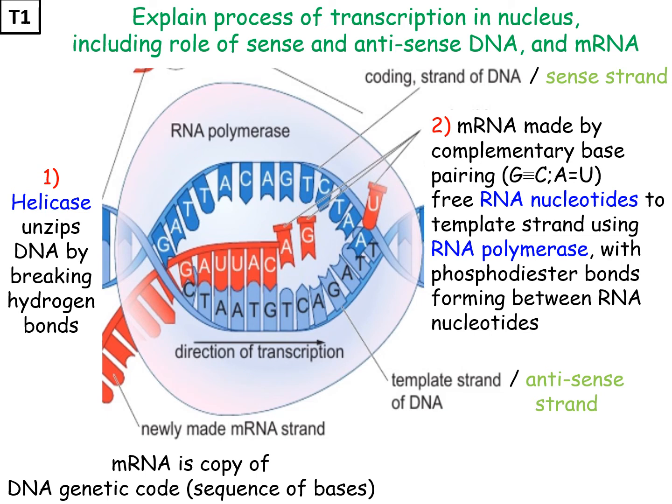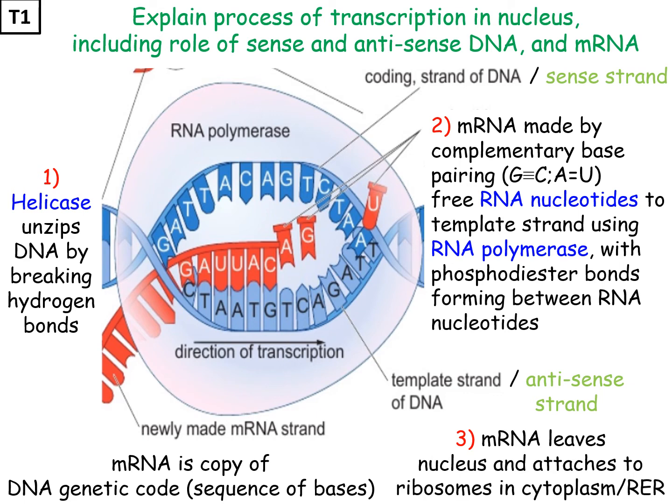And then you join the adjacent RNA nucleotides to each other via phosphodiester bonds. Again, this is done by RNA polymerase. Once that mRNA is made, as we said, it has the genetic code, which has the same instructions as the DNA, with the differences between the DNA and the mRNA being what we mentioned earlier in terms of the differences between nucleic acids. Once that mRNA is made, it leaves the nucleus to go to the cytoplasm, where it attaches to a ribosome, or a ribosome on the rough endoplasmic reticulum.